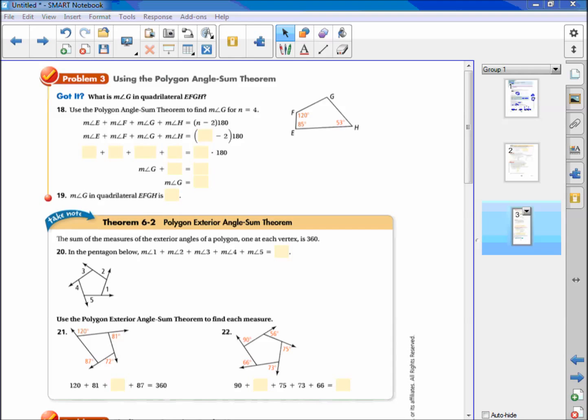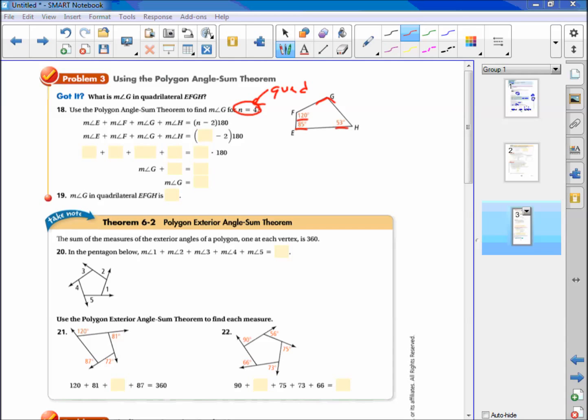Problem number 3, use the polygon angle sum theorem. What is the measure of angle G in quadrilateral EFGH? If you look over here, you can see we have 3 angles already. We're just missing 1. To find it, we're going to use the polygon angle sum theorem to find the measure of angle G when n is equal to 4. This is because it's a quadrilateral, so there are 4 sides.